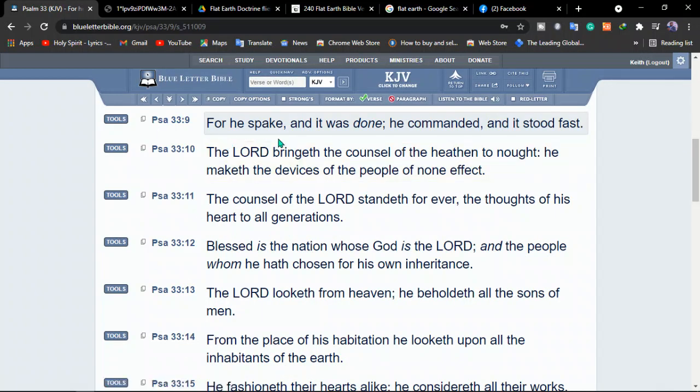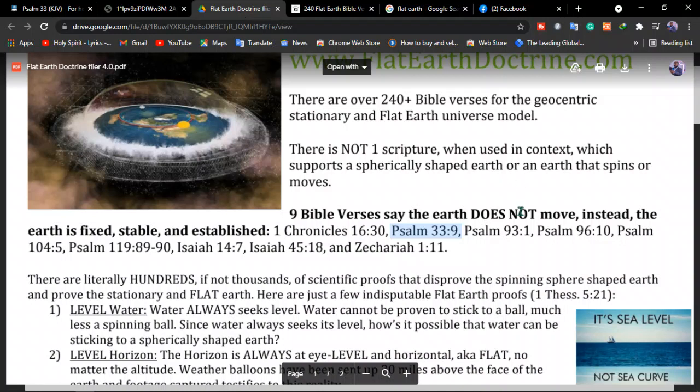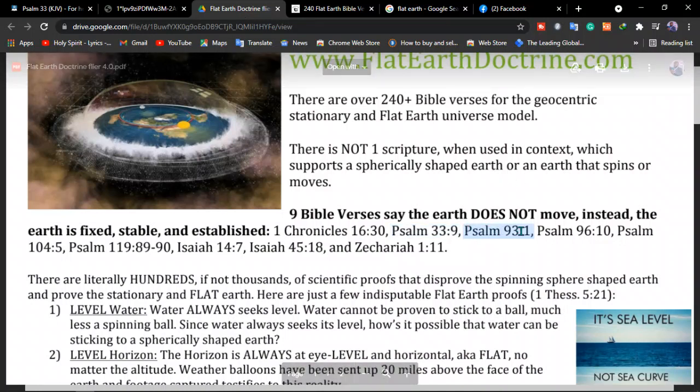For he spake and it was done. He commanded and it stood fast. Are you seeing this? Who spoke? It is God. When he was creating the earth, he spoke by the power of his words. He spoke and it was done. He said, let there be earth, let there be this, let there be that. He commanded and it stood fast. It doesn't move. It is standing fast. All right? Let's go to Psalms 93:1.